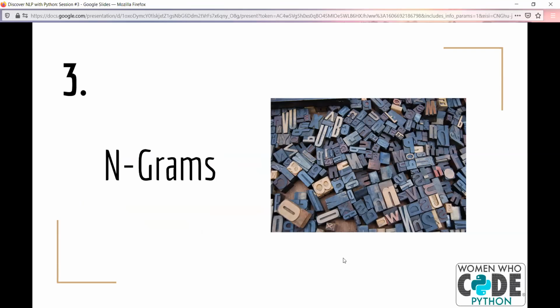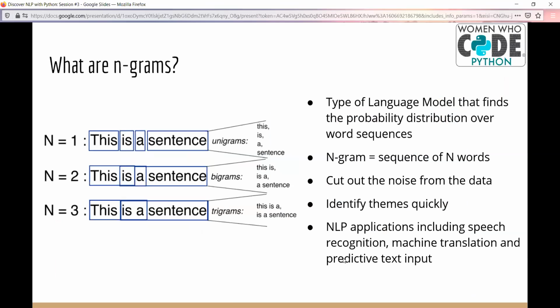Let's talk about the first technique, which is n-grams. So what is n-grams? N-grams is a language model, and it basically depends on the previous words. The word that would be coming in the later part of the sentence would be depending on what previous words we have seen so far in that particular sentence. It particularly finds the probability distribution over word sequences. Here n-grams represents the sequence of n words. So n could be anything. It could be two, it could be three, or literally anything.